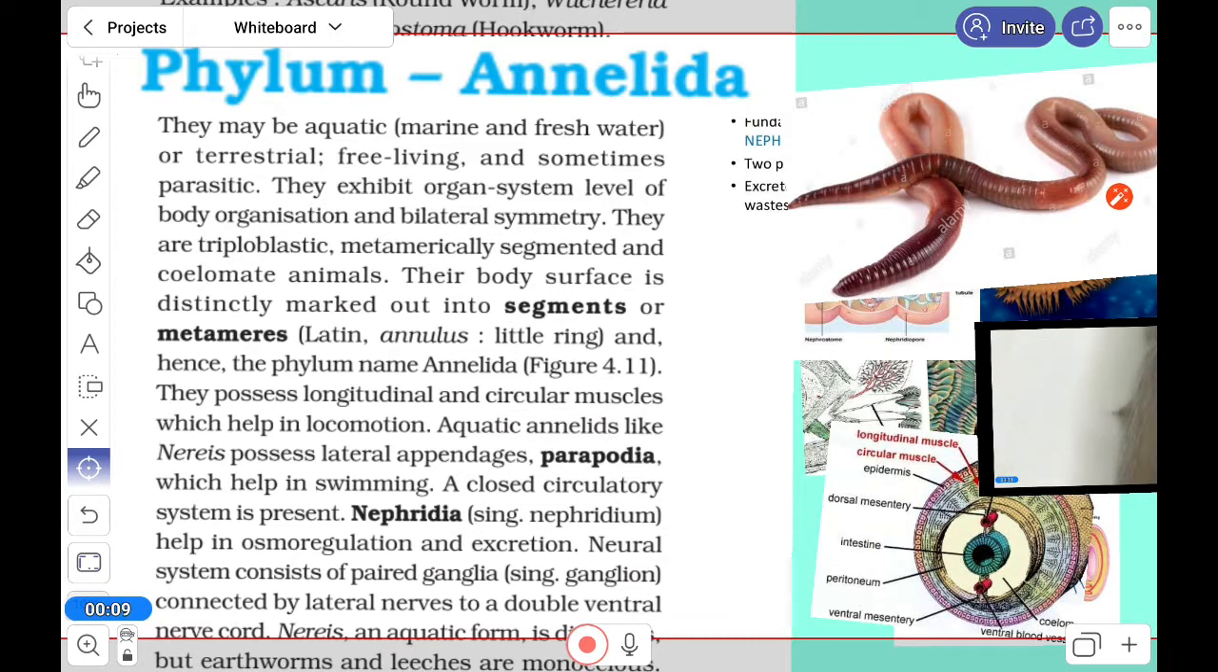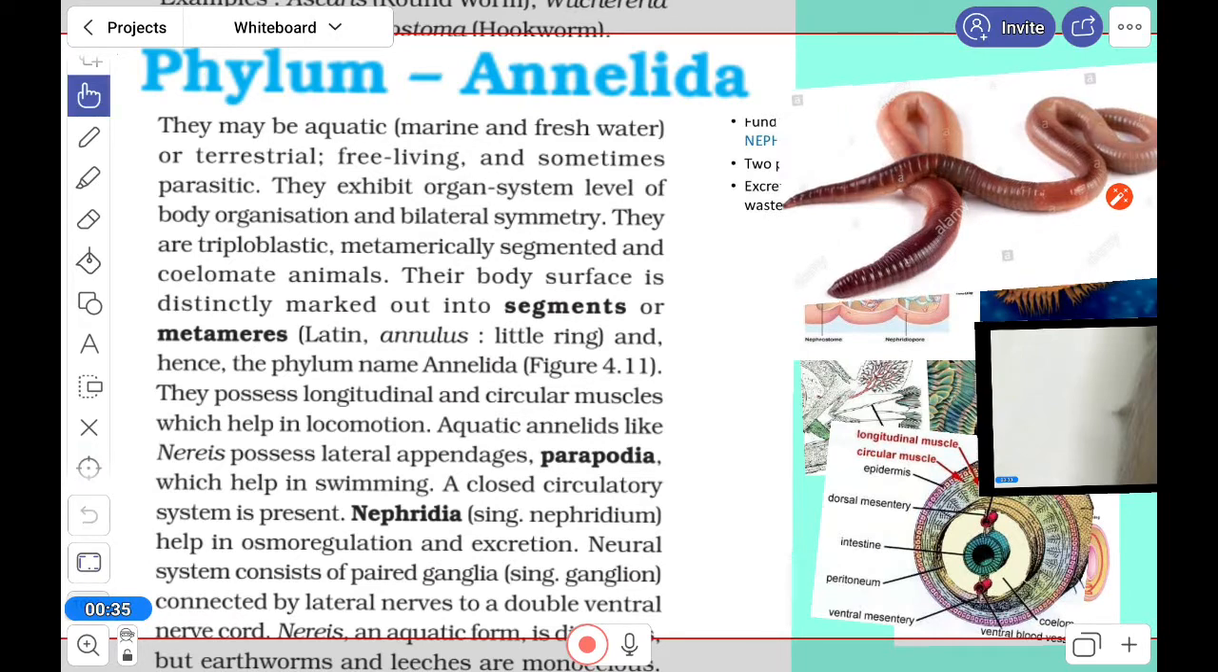Annelida, in Latin, is annulus. Annulus means little ring. It means the body is segmented, and the segments are called metameres. Equally divided segments are there in their body, which look like little rings.